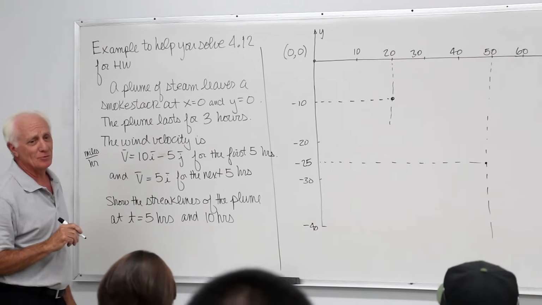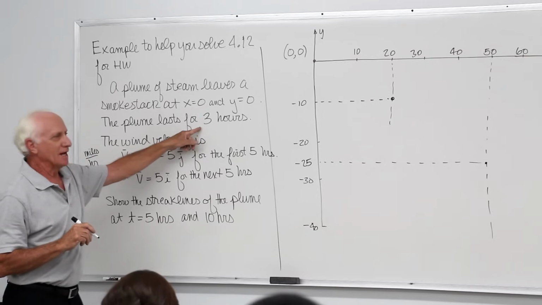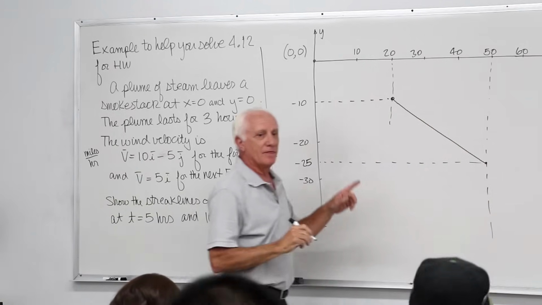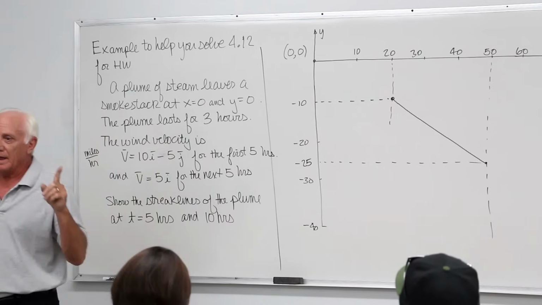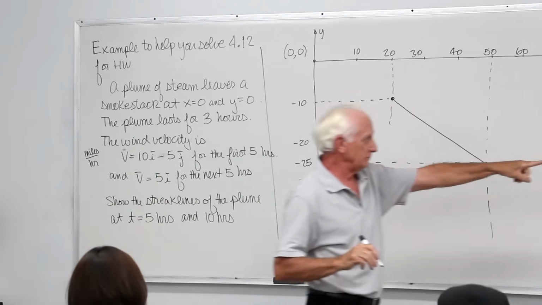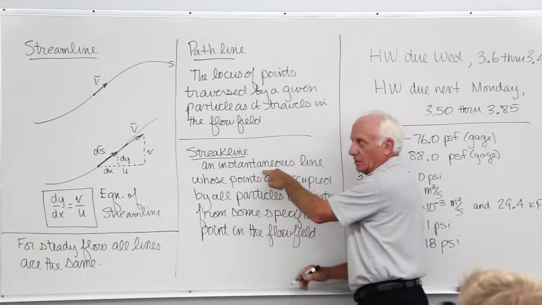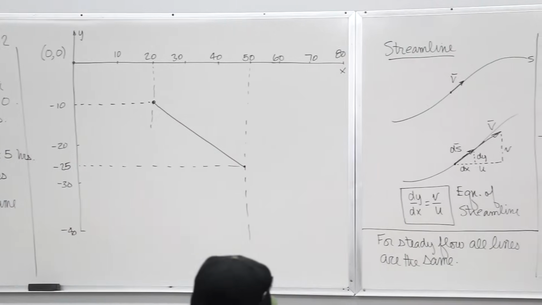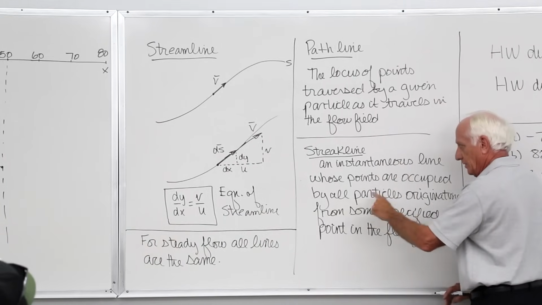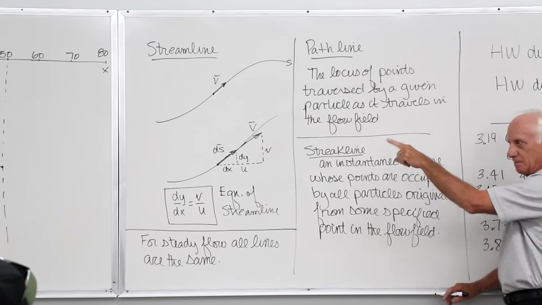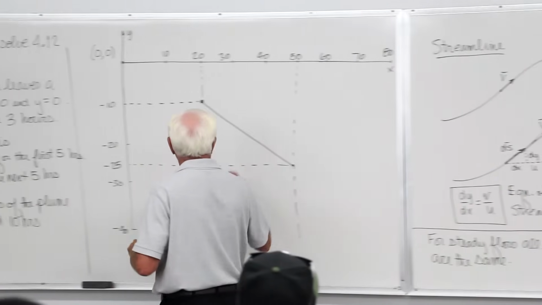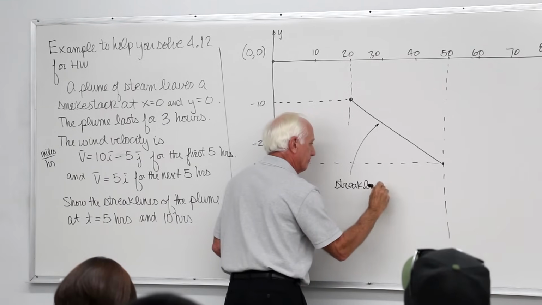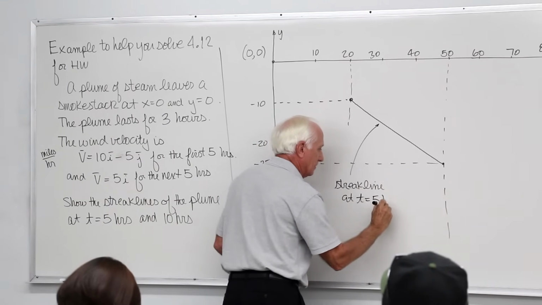Okay. Obviously, I can take any point you want. Take the one that left after an hour and a half. Where is it? Right in the middle here. So there is the line. It's a straight line. That is the streak line. At what instant? Well, the instant is at time equal 5. Whose points occupy this line? All the points on the line are all the particles originating at that specified point, 0, 0. That is the streak line at time equal 5 hours.